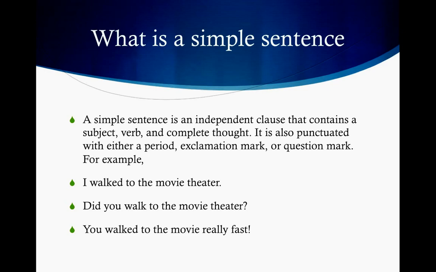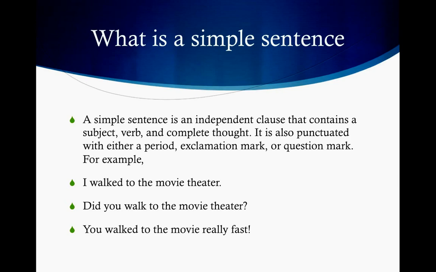Going back to I walked to the movie theater, you see this is punctuated with a period because it makes a complete thought. It's not a question, and you're not using an exclamation mark. So you're using a period for that first example.